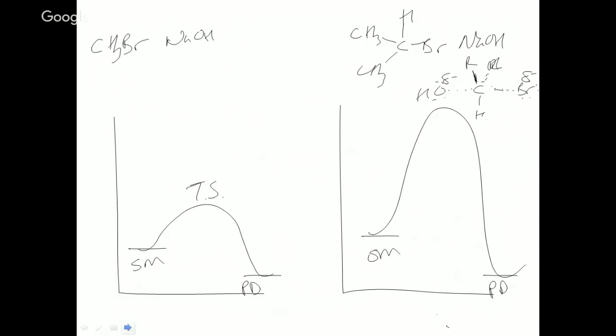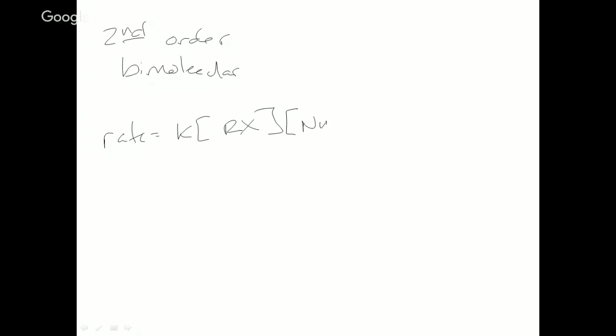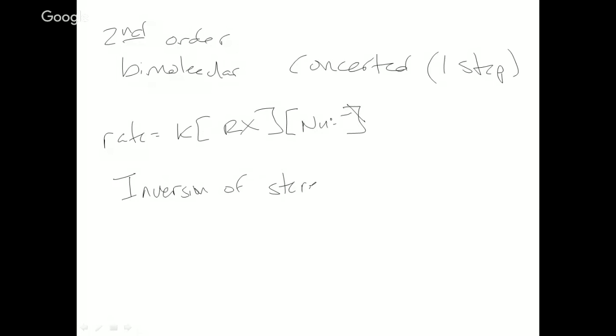So let's look at a summary of SN2 to repeat some things. Second order is also called bimolecular, meaning both molecules are involved, the alkyl halide and the nucleophile. So the rate equation reflects that. We call this a concerted mechanism, a single step. And there's inversion, that's very important, inversion of stereochemistry.